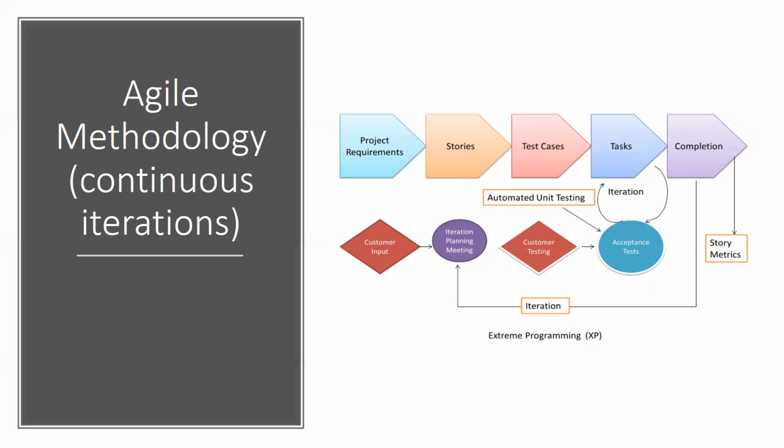And instead of a huge task, the tasks are divided into chunks, and the developer develops the code and shows the output to the customer, and the customer gives the input. On the basis of that input, the coder again makes the code changes. So this is continuous iteration. Once the task is completed, again the iteration starts, where iteration planning meetings are there, and the customer gives input for that iteration planning meeting.